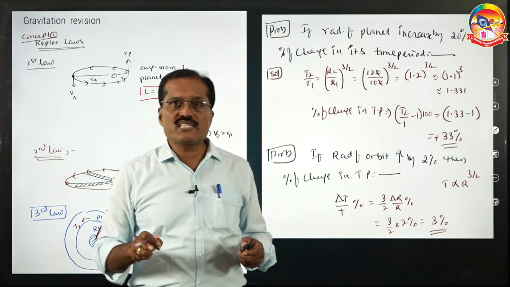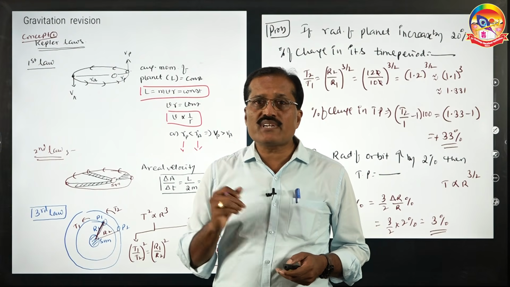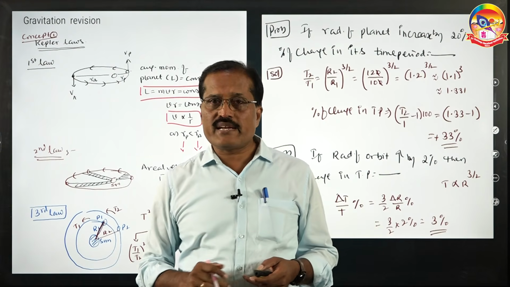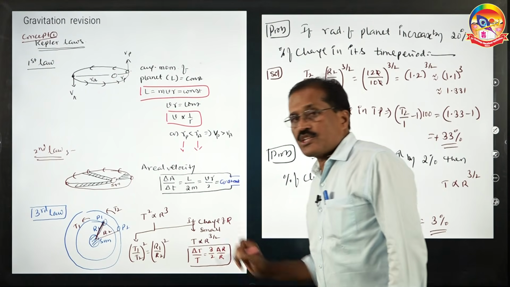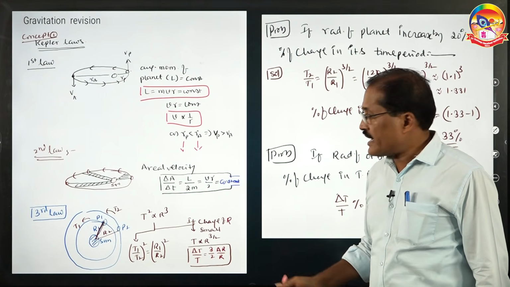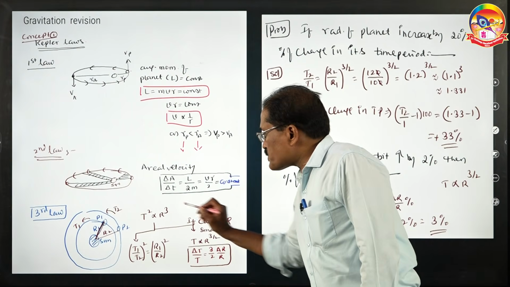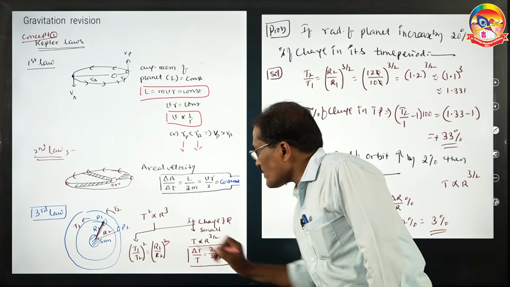And the third law: when the planets revolve around the sun, the time taken by the planet to complete one revolution is the time period of revolution. The square of the time period is directly proportional to the cube of the mean radius, and many applications are based on this. T square is proportional to r cube. As r changes, the time period also changes, and T1 by T2 whole square is equal to R1 by R2 whole cube.